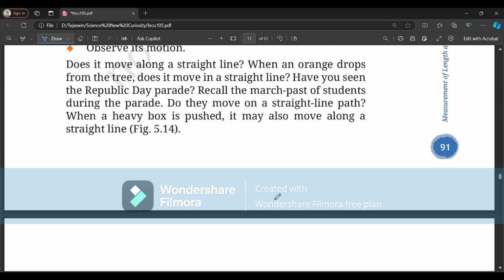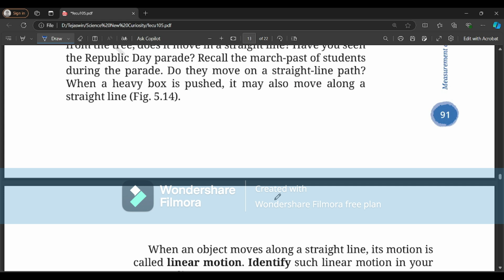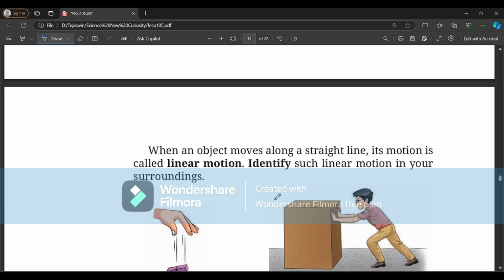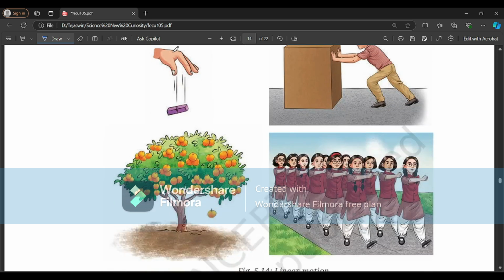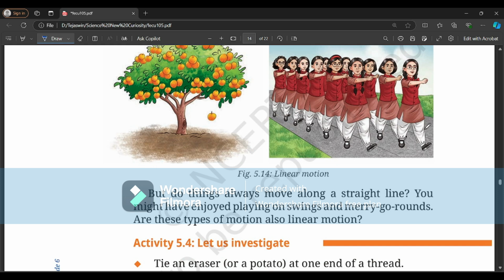Have you seen a Republic Day parade? How the soldiers are marching? They are also moving in a straight path. So when objects move in a straight line, its motion is called linear motion. When an object moves along a straight line, like when we are pushing this box, it also moves in a straight line. The eraser drops from our hands in a straight line. The orange falls from the tree in a straight line. Soldiers march on the road in a straight path.